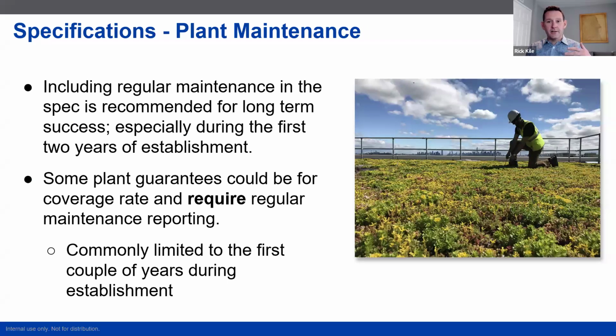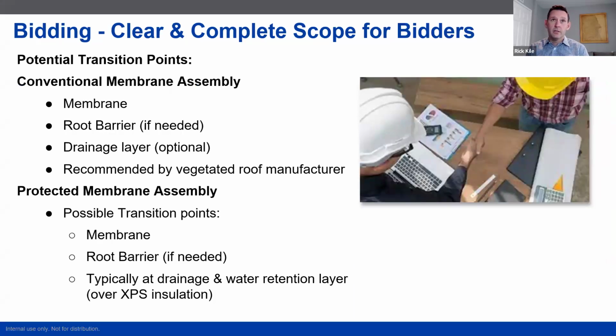Plant maintenance, just like a pre-construction conference, you can include plant maintenance in your specification. I would implore you to do so. The more you can do to build in at least maintenance for the establishment period of the plants, the better start that your vegetated roof is going to get, the more successful it's going to be. That first year or two is really critical to the long-term success of a vegetated roof.